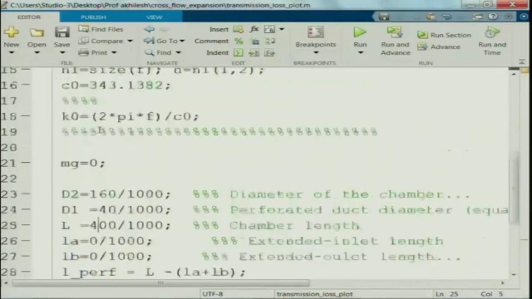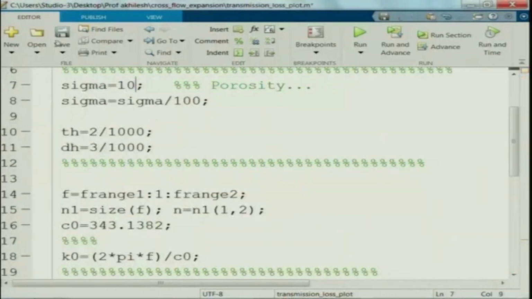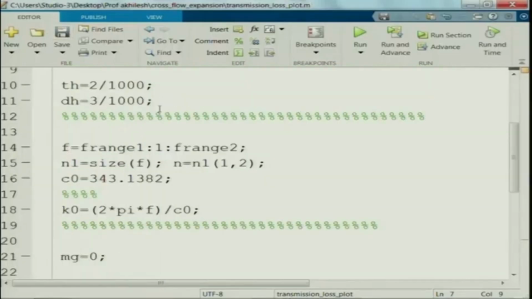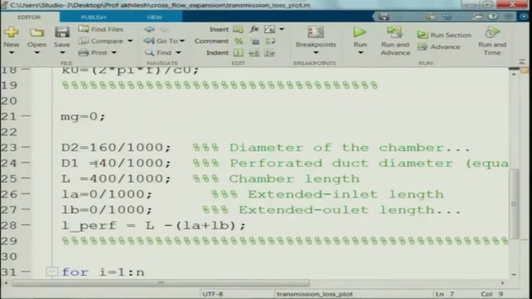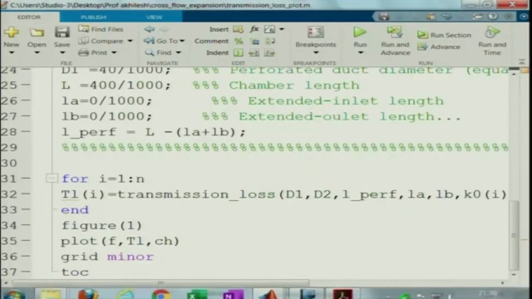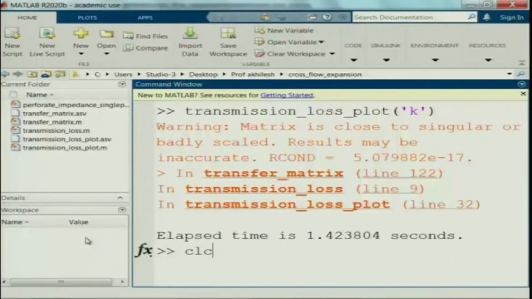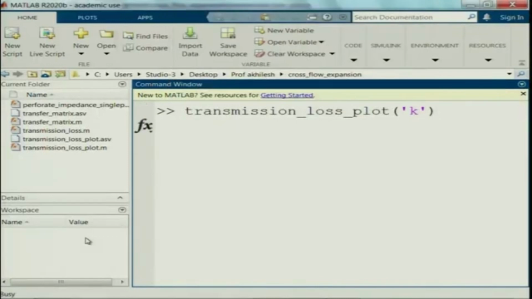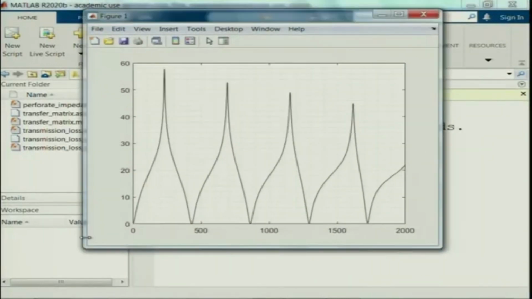So, let us choose a nominal porosity of 10%, sigma, 160 mm diameter, and 40 is the perforated diameter. There are no extensions. The code at the moment cannot take care of extensions for the reverse flow configuration. So, one needs to develop proper routines where you can have LA, LB values. But for now, just for the sake of demonstration, I am putting in 0 values and some value of this thing. You see, it will behave exactly like your flow reversal end chamber. So, you get a lot of peaks and troughs.